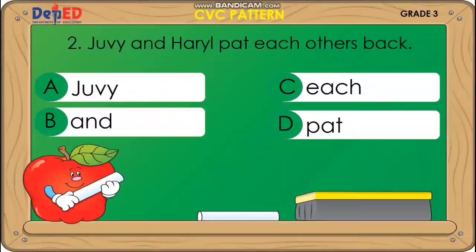Ran. Juvie and Haril pat each other's back. What is the CVC word used in the sentence? A. Juvie. B. And. C. Each. D. Pat. Very good. The answer is D.